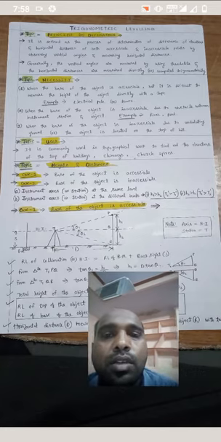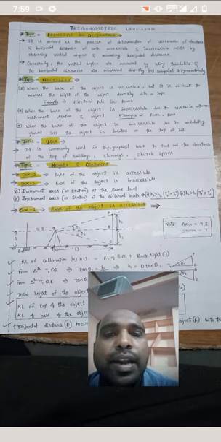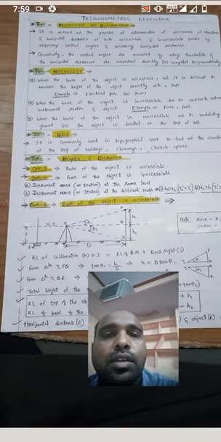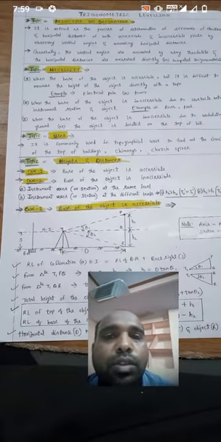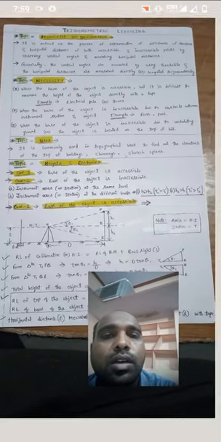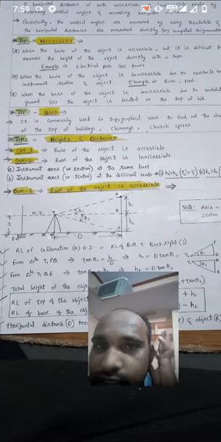Next one. It is commonly used in topographical work to find out the elevations of the top of a building, chimney, or church spires. Its topic is height and distance. First case: the base of the object is accessible. Second case: the base of the object is inaccessible. So the instrument axis is at the same level.